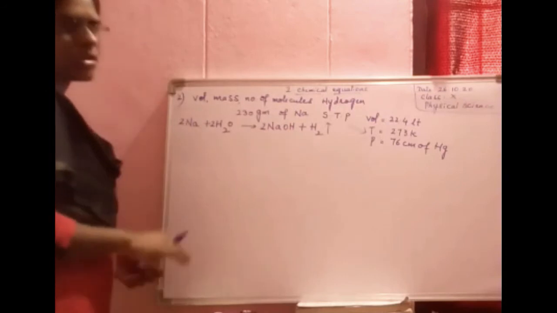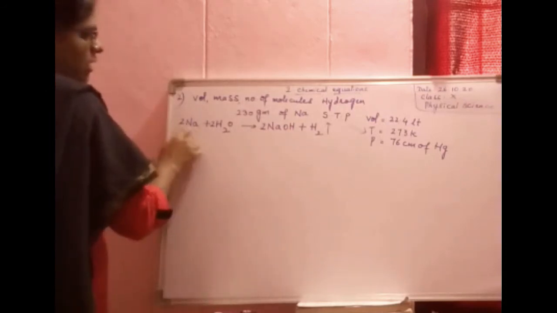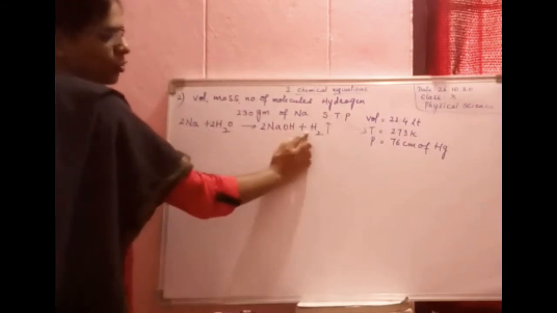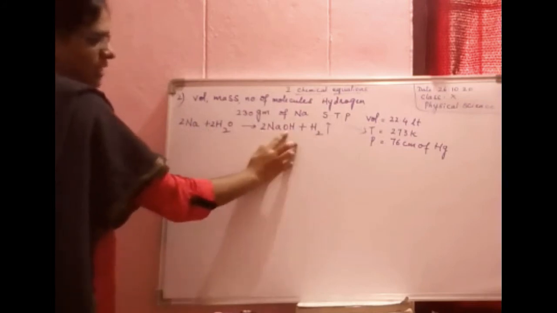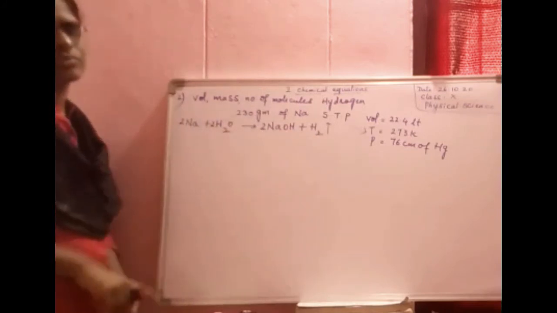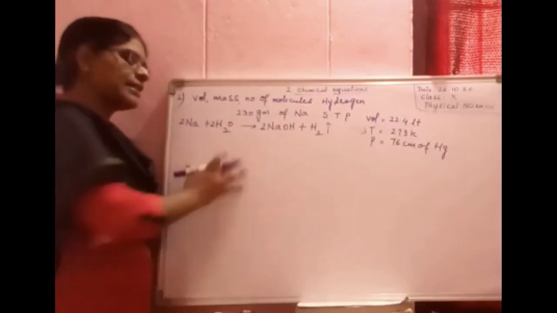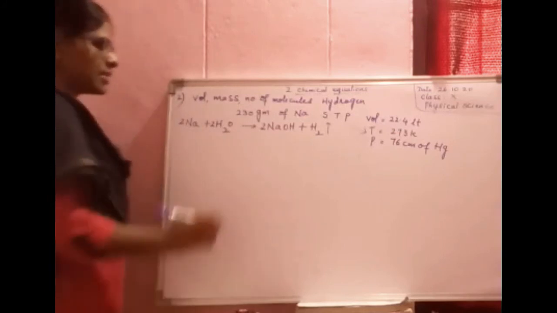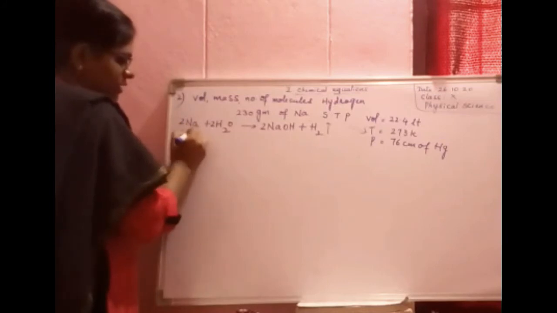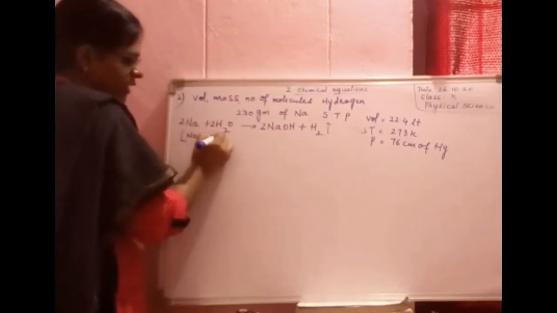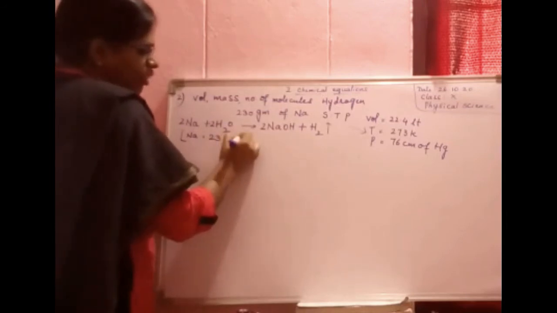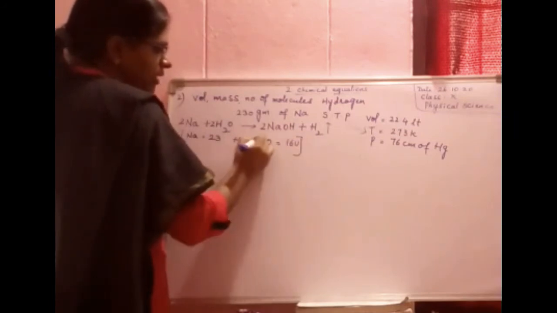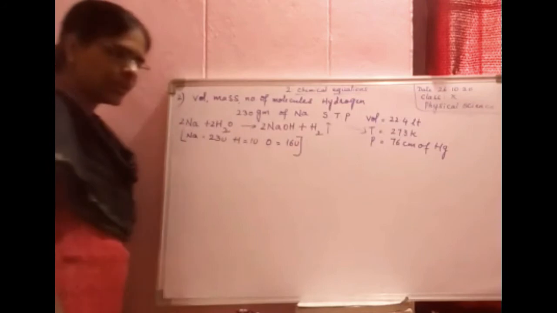Now let us see whether it is balanced or not. Na are 2. 4 hydrogens, here 2 plus 2, 4. Oxygens are 2, oxygens are 2. First, like this, we must balance the chemical equation. Next, below the problem, he has given sodium's atomic weight is 23, hydrogen is 1, oxygen is 16. Look here, below the problem he has given it.